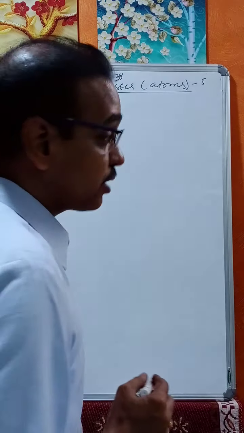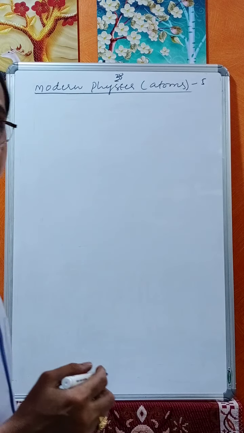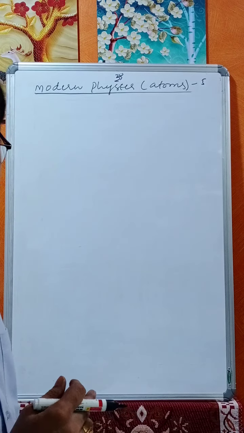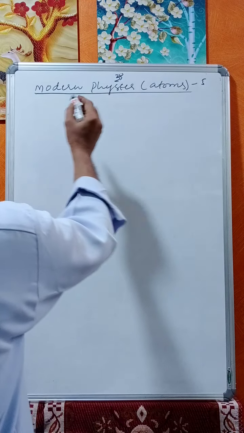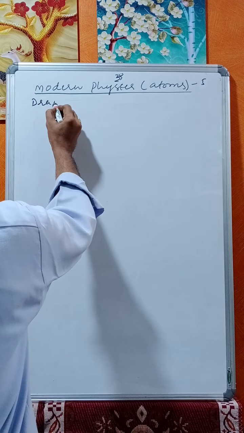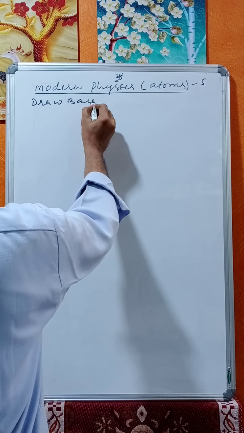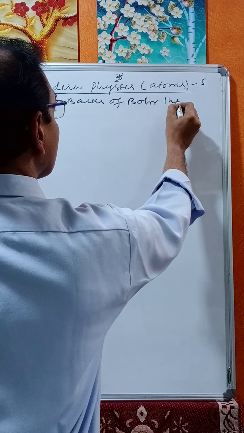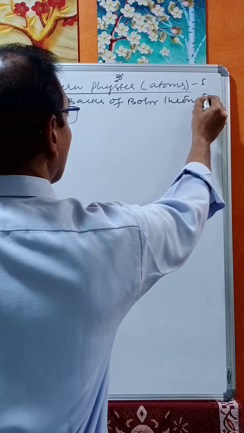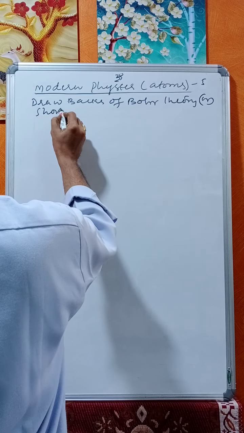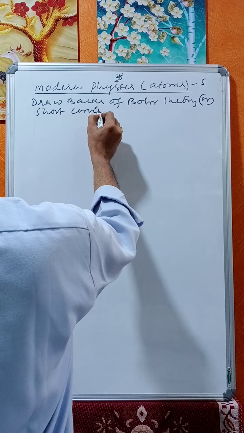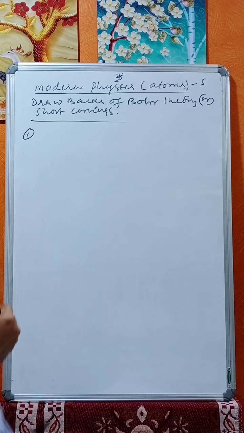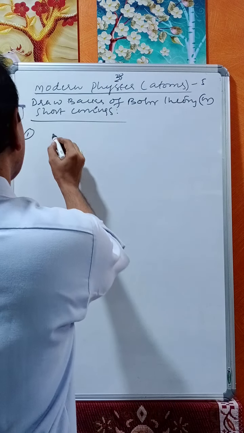Now in last class, class 4, we discussed the different series of spectral lines in the hydrogen spectrum. Now let us see the drawbacks of Bohr's theory, or we can call them shortcomings. Shortcomings of Bohr's theory. First one, it is applicable only to hydrogen atom.